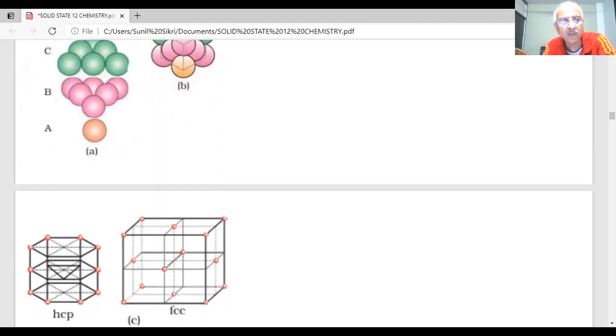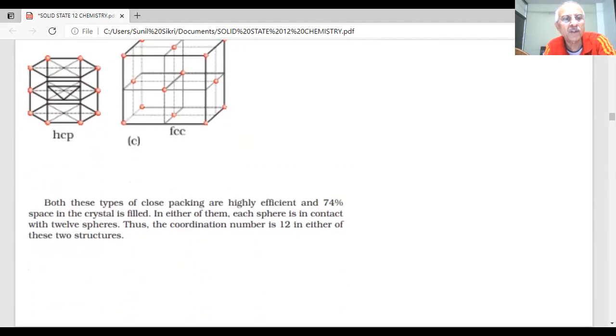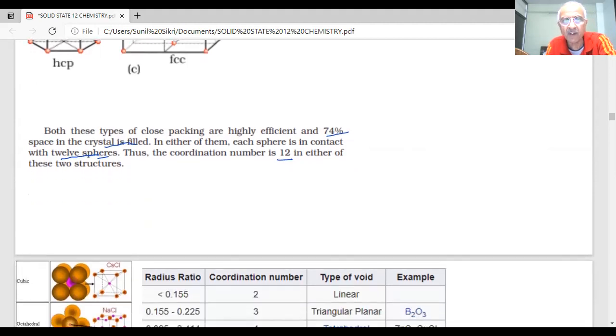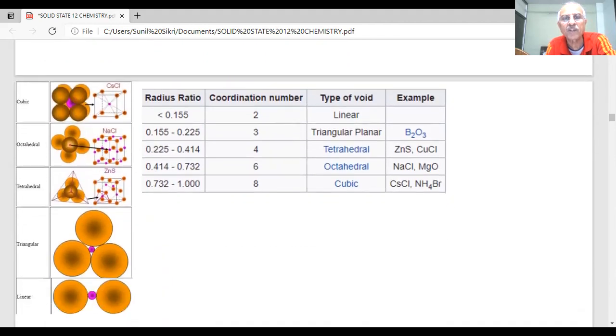We have two types of voids, students. Both these types of close packing are highly efficient. 74% of the space in the crystal is filled in both cases. Very important point. Each sphere is in contact with 12 spheres, the nearest neighbors. The coordination number is 12. Very important question, it has been asked in the paper so many times. Such questions are going to be there.